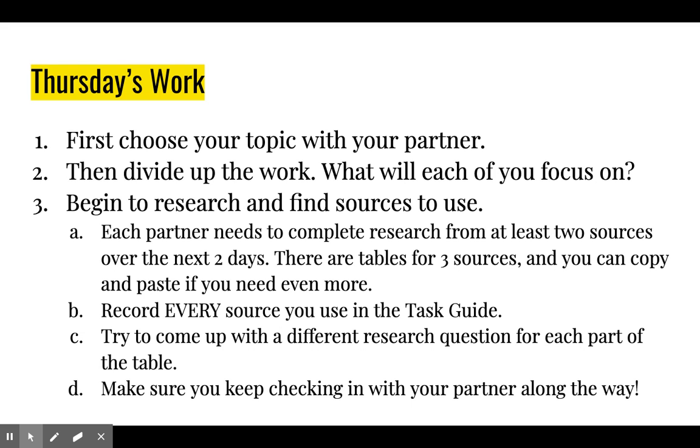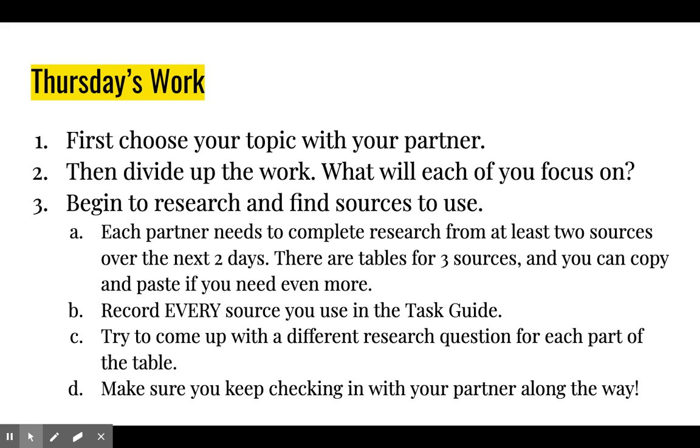In your own cold case task guide, there are tables for 3 sources, so you can each use up to 3. And if you need even more, then you can copy and paste that blank table and keep adding to it. The minimum is 2 sources per person, 4 sources per pair. Make sure that you record every single source you use in the task guide. Don't think that you'll be able to go back through your search history and easily find what you used.